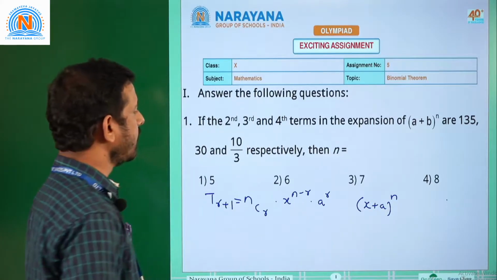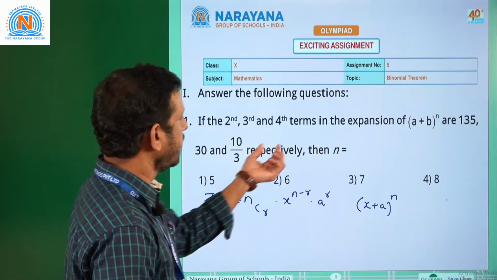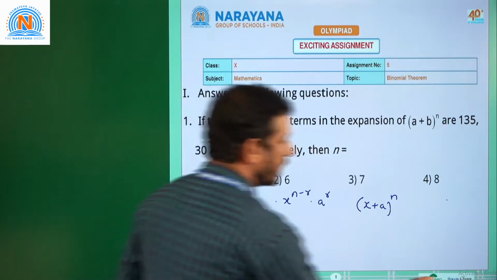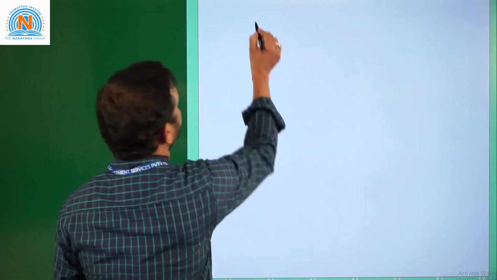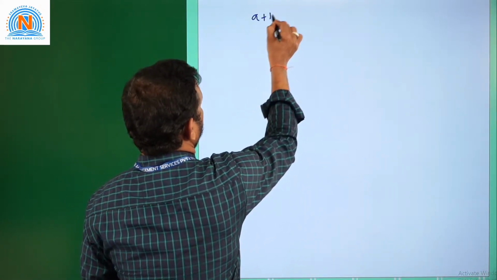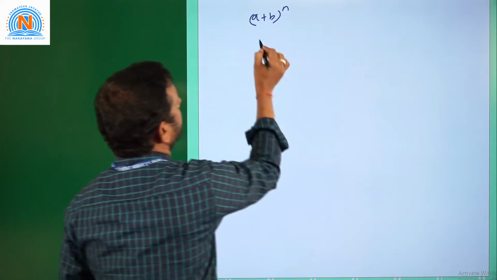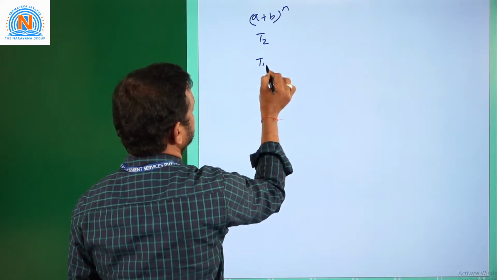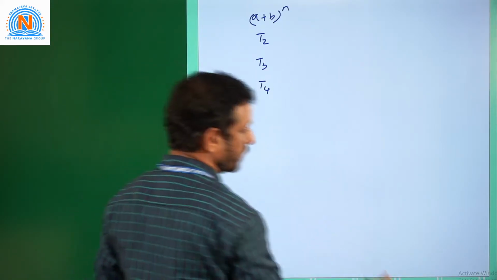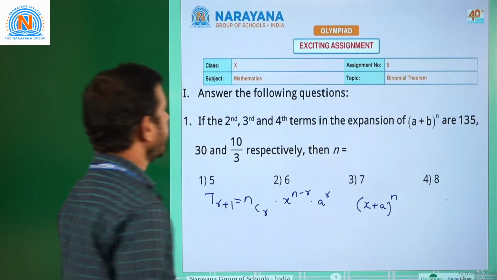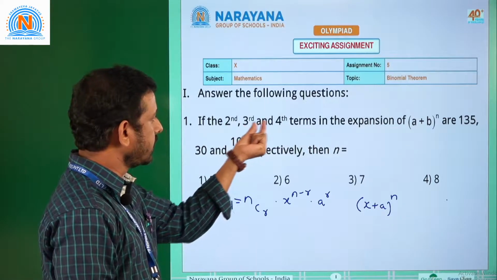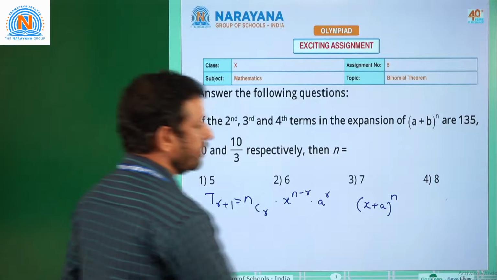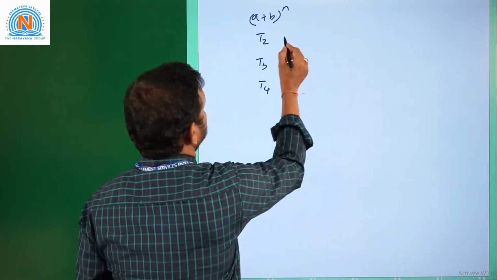Now, in this, we are given the second term, third term and fourth term in the expansion of (a plus b) whole power n. We are given that the second term t2, third term t3 and fourth term t4 are 135, 30 and 10 by 3. So this is given as 135.